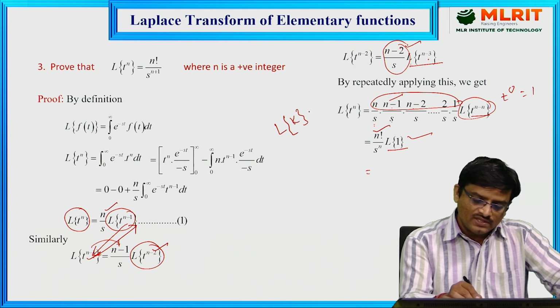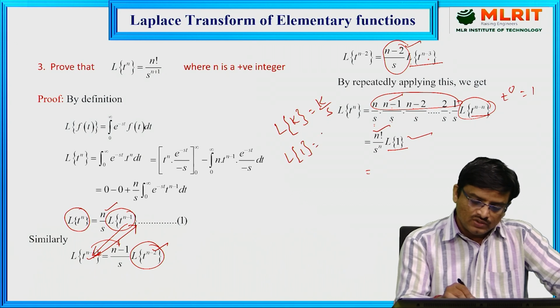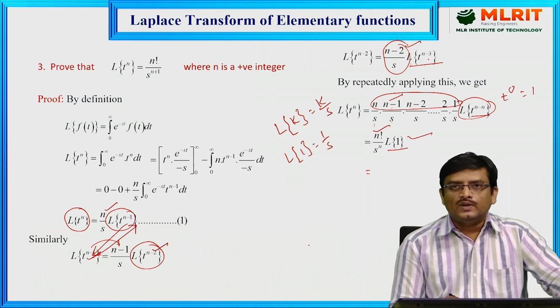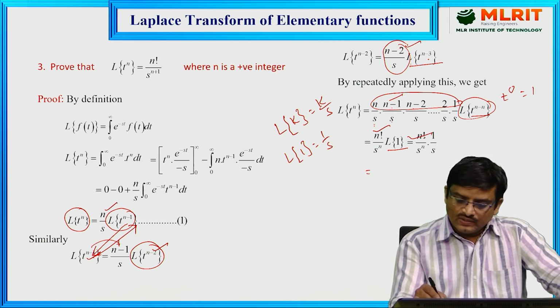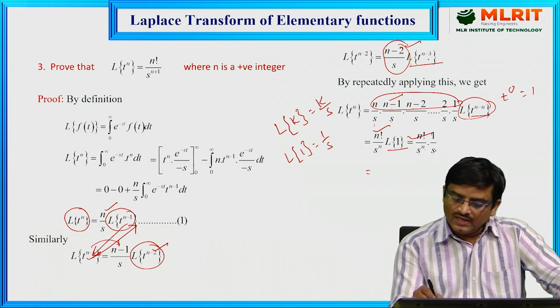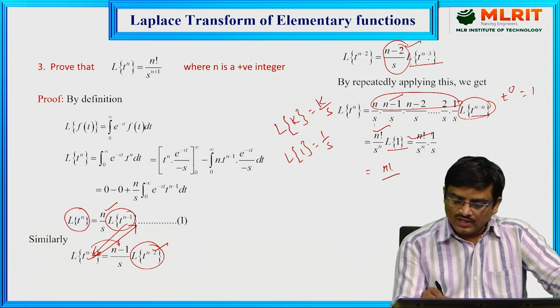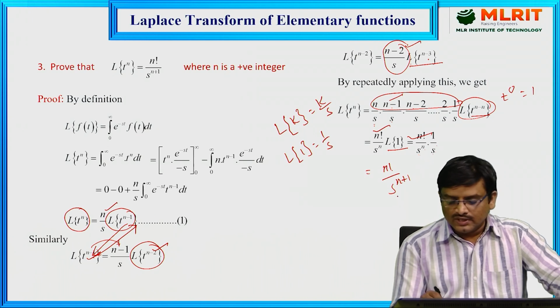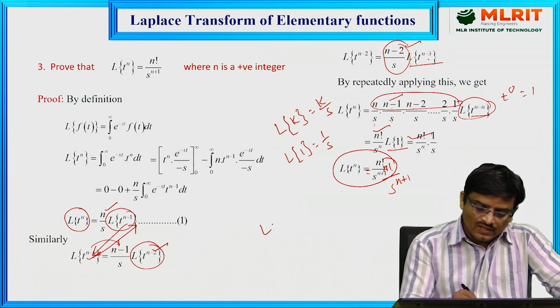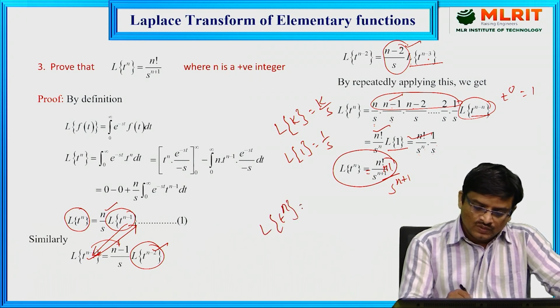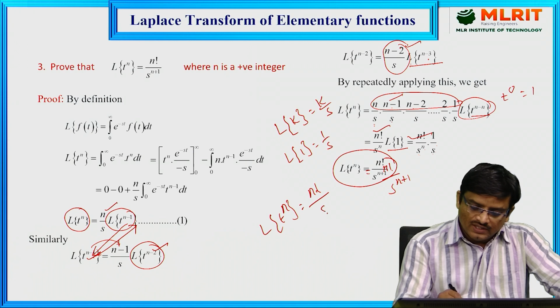We have taken the Laplace transform of k is equal to k by s. You put k equal to 1 here, so you will get the Laplace transform of 1 is equal to 1 by s. If you substitute 1 by s here, you get n factorial by s power n into 1 by s. Since the bases are equal, you must add the powers, so you will get s power n plus 1. So this is our Laplace transform of t power n is equal to n factorial by s power n plus 1.